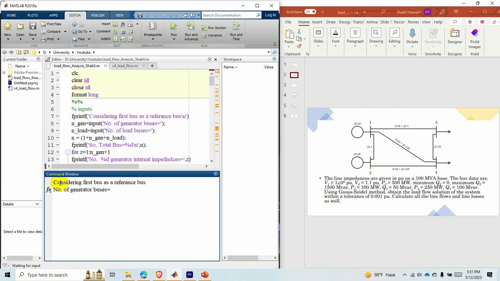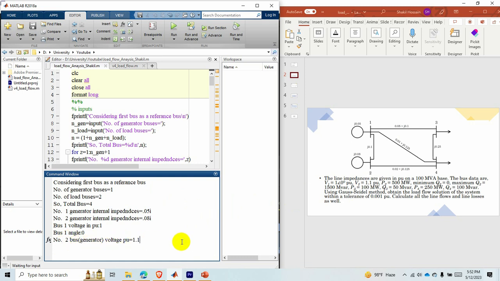So here we can see we consider the first bus as a reference bus. The number of generator buses is 1 and the number of load buses is 2. So the number of total buses is 4. The generator's internal impedance is 0.05 + 0.08i. The voltage is 1 with angle 0. Secondly, the per unit voltage of the generator is 1.1 per unit.